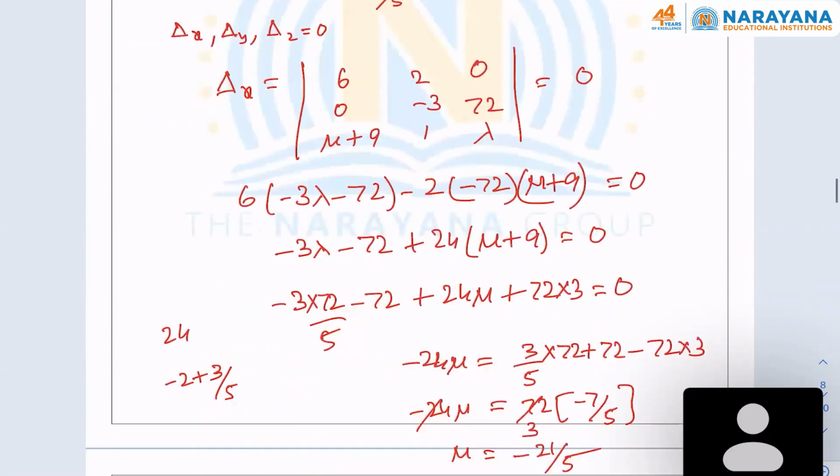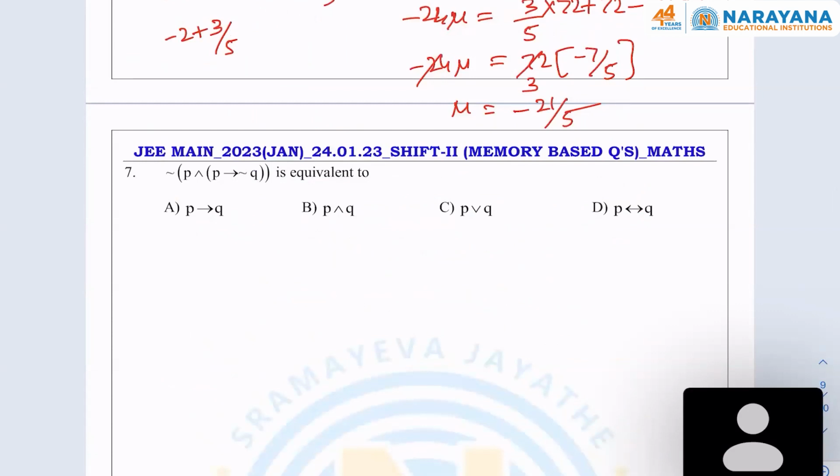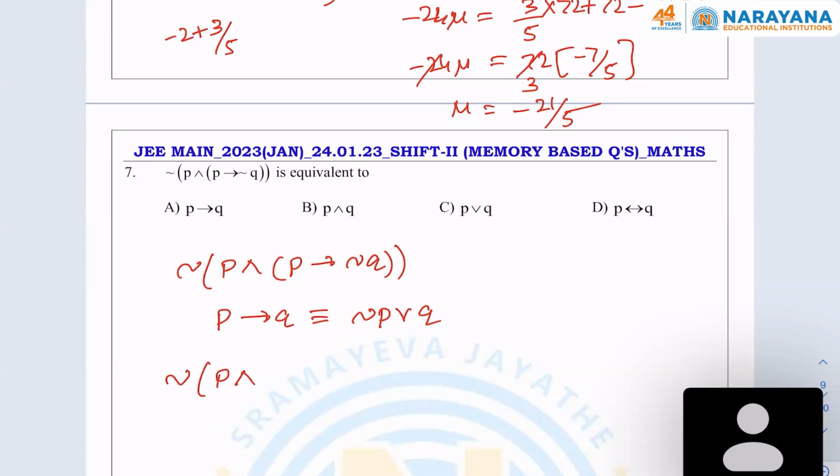Next one, seventh one, is a question on logical reasoning. Negation of P and P implies a negation Q. Okay, it's a logically equivalent statement we have to find out. So P implies Q, its logically equivalent statement is negation P or Q. So negation of P and P implies negation Q means it is a negation P or negation Q. Okay, here I'm using this. P implies Q means its logically equivalent is a negation P or Q.